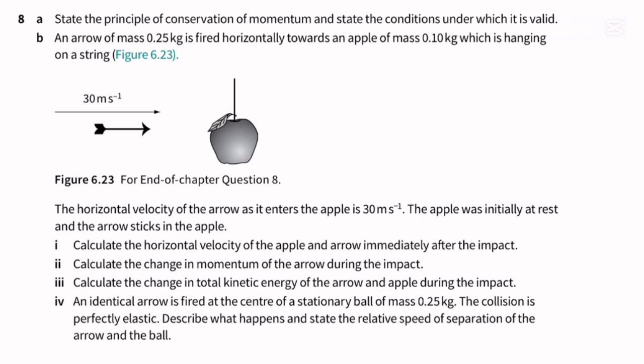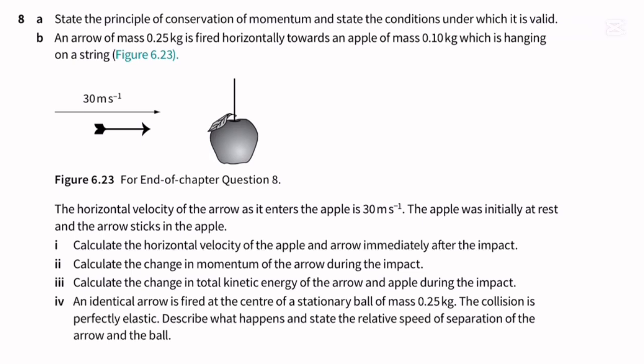Part A: state the principle of conservation of momentum and state the conditions under which it's valid. The principle of conservation of momentum means that the momentum before the collision or event is the same as the momentum after the collision or event. That means momentum cannot be created out of thin air, and momentum cannot be destroyed. It's just like the conservation of energy, but it is momentum.